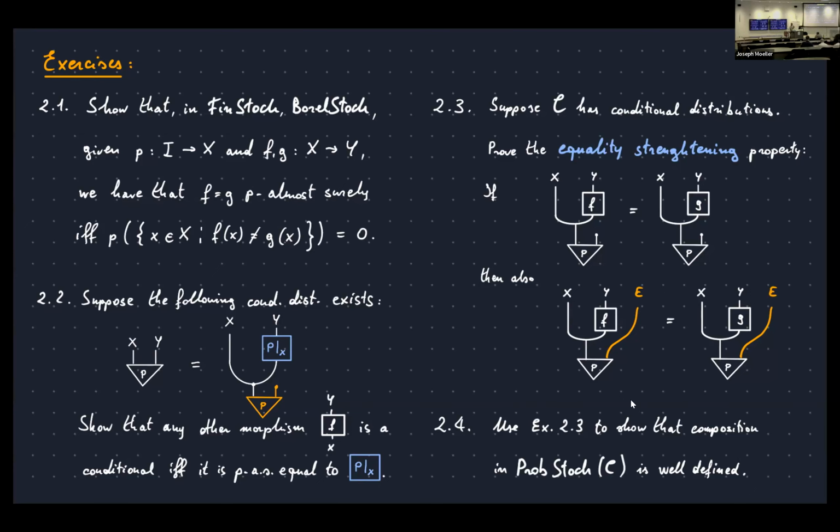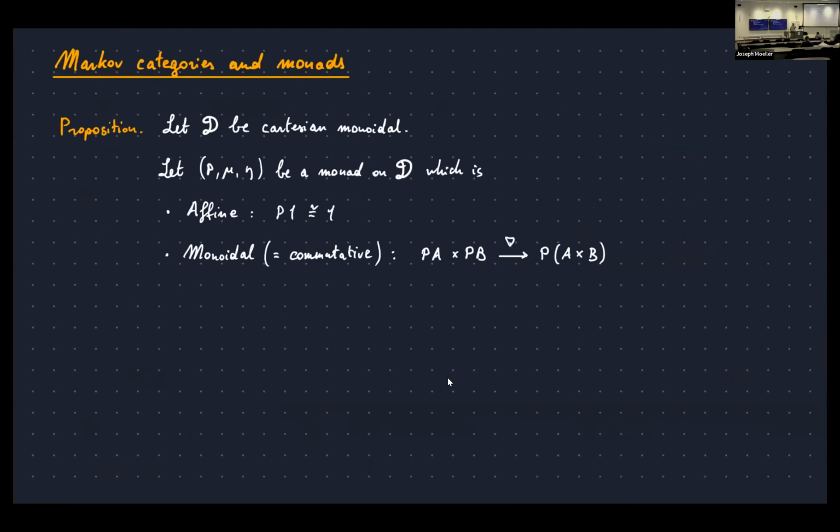Okay, let's move on and talk about probability monads. Take now a Cartesian monoidal category. Remember, that means no randomness. Say Set, or measurable spaces and measurable maps.